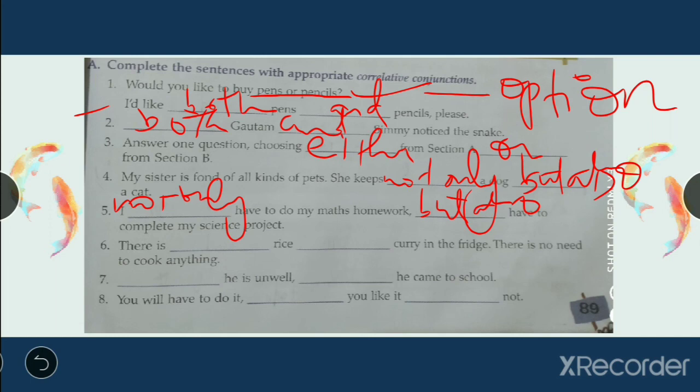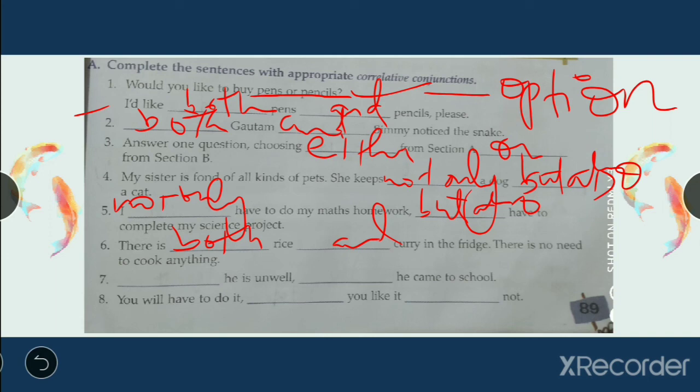Sixth one, there is dash rice, dash curry in the fridge. There is no need to cook anything. Now in the fridge, both of them are there, right? So there is no need to cook. So you can write, there is both rice and curry in the fridge. Now we know you can even use, there is not only rice but also curry in the fridge.